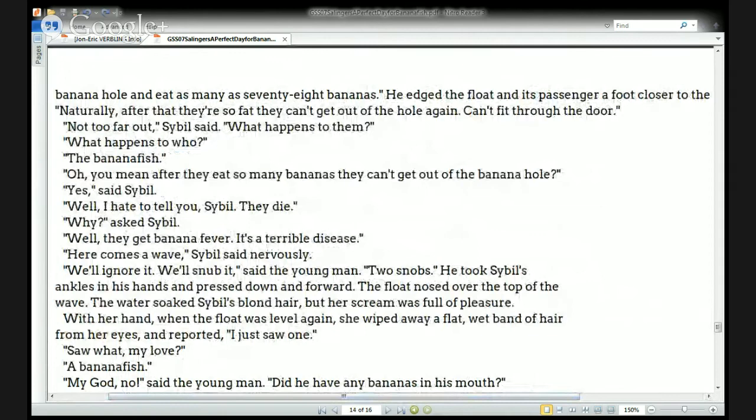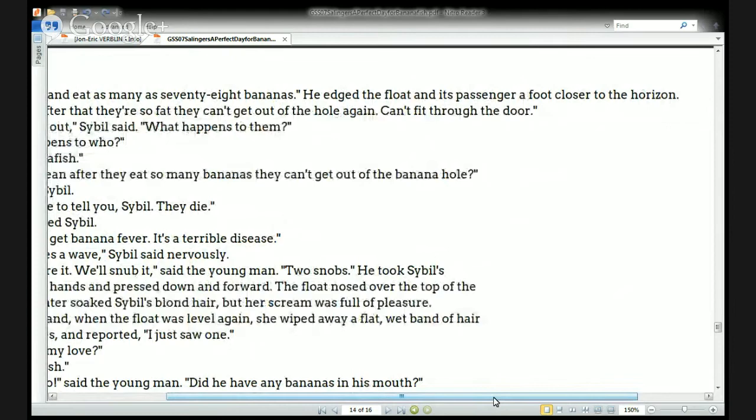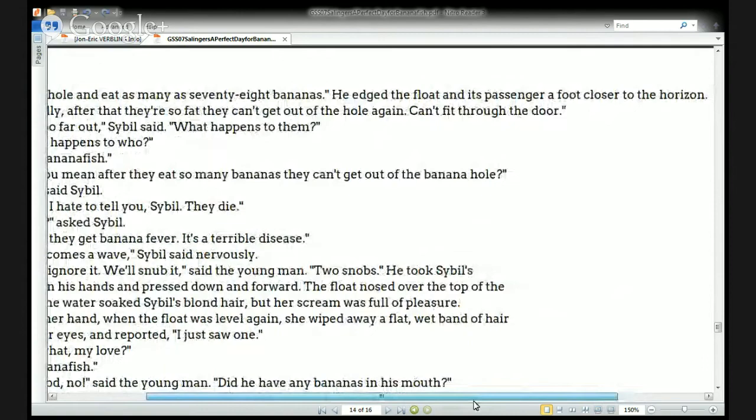"I've known some banana fish to swim into a banana hole and eat as many as 78 bananas." He edged the float and its passenger one foot closer to the horizon.